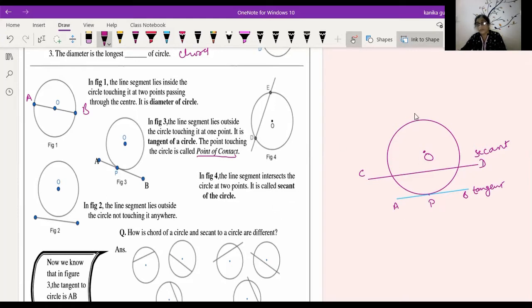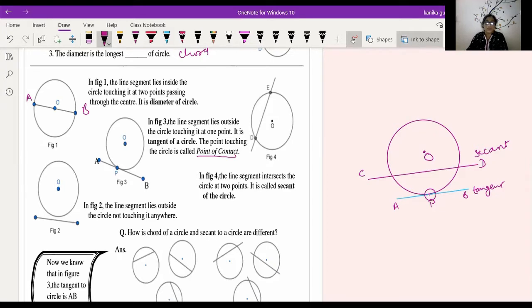Now let us learn. Now this is a circle. O is the center. Here CD is the line segment passing through the circle. This is the secant, and AB is the tangent to the circle, which touches the circle at point P. And this point P is called the point of contact.